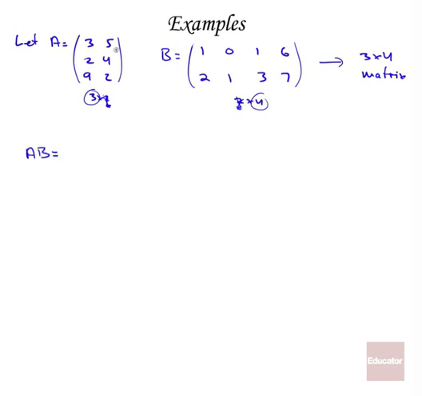So AB is equal to, well, we take the first row, the first column. 3 times 1 plus 5 times 2. 3 times 1 is 3. 5 times 2 is 10. You end up with 13.